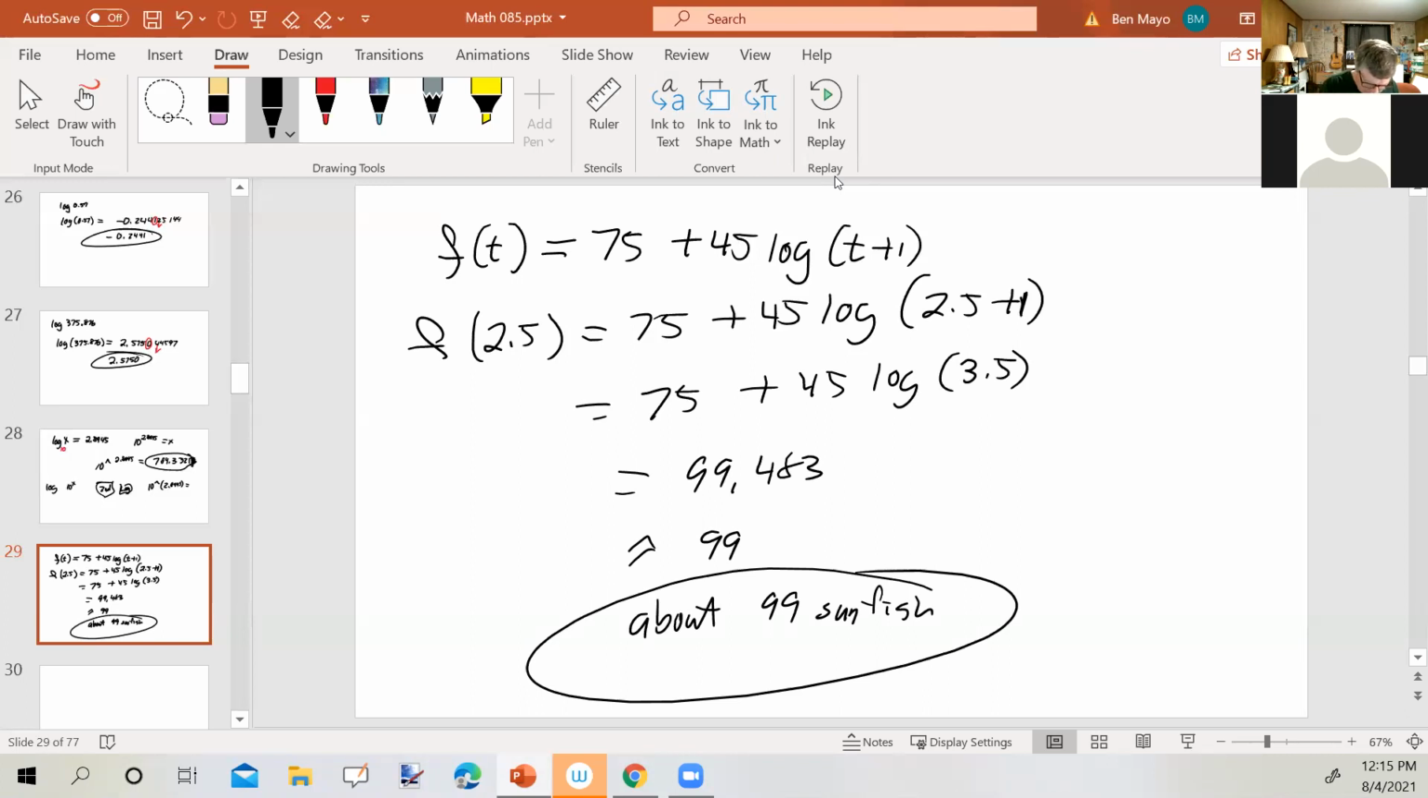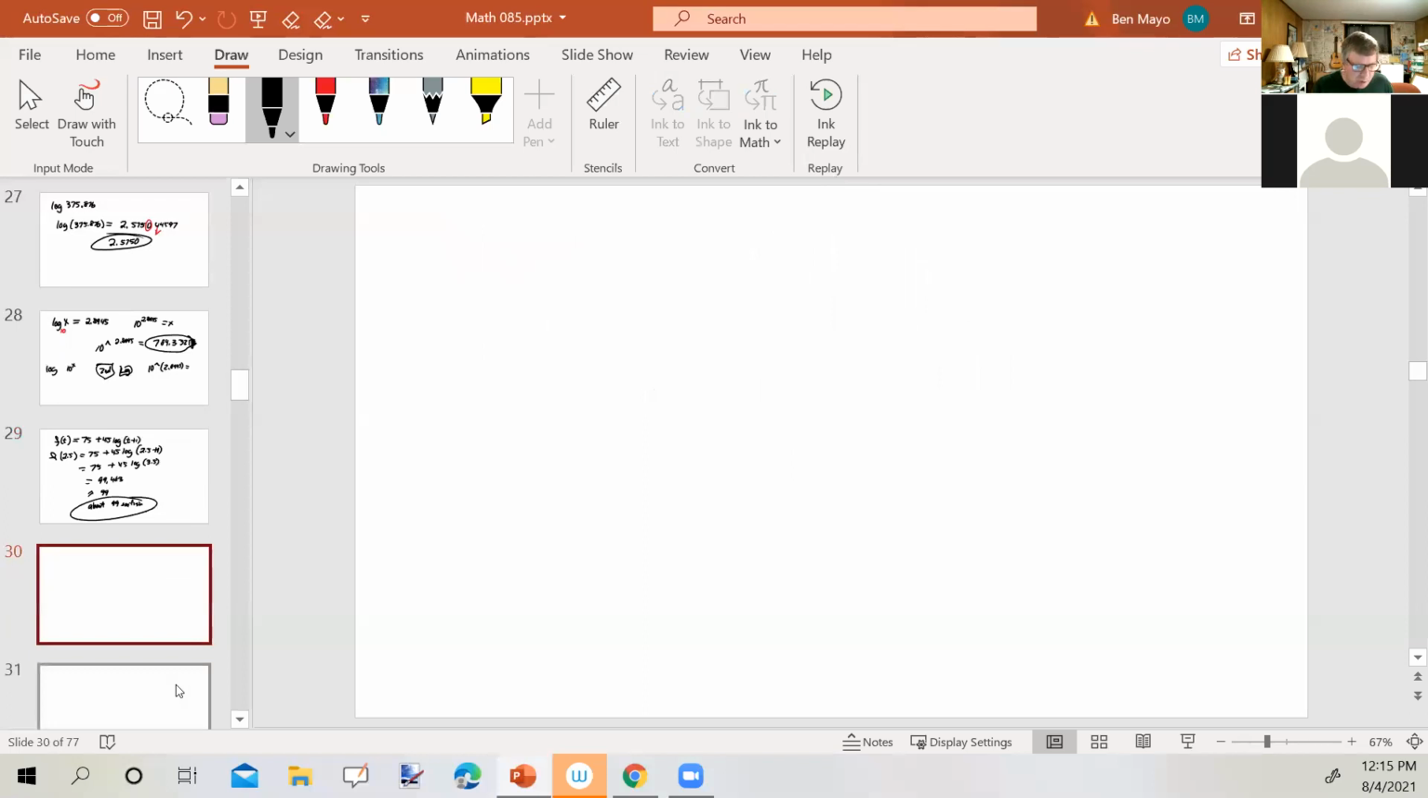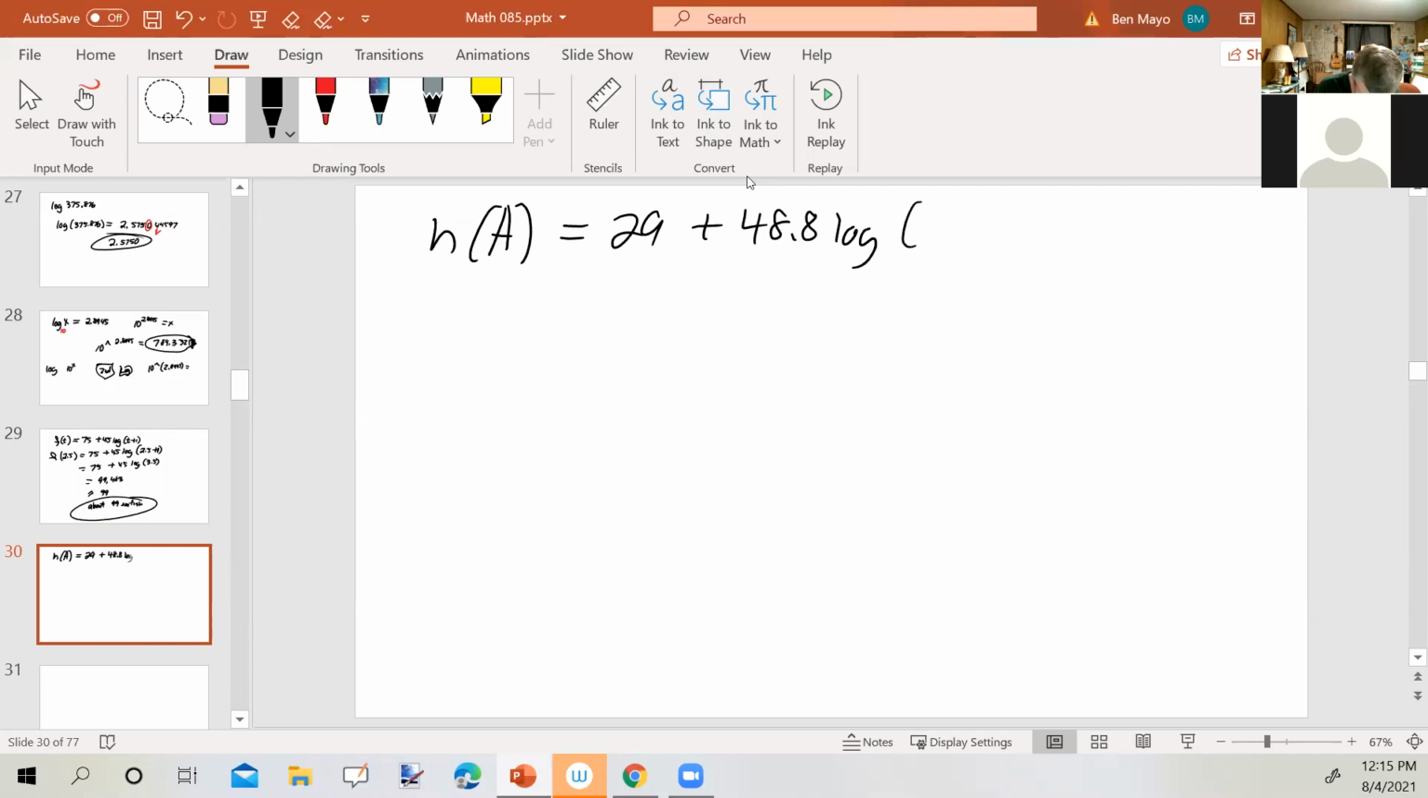Okay, here's another application problem. It says children's height. The logarithmic function h of a equals 29 plus 48.8 times the log of the quantity a plus 1 gives the percent of the adult height of a male child a years old has attained. If a boy is 9 years old, what percent of his adult height will he have reached?